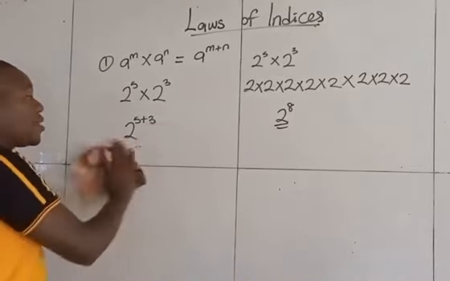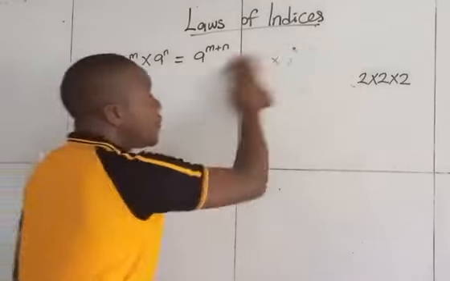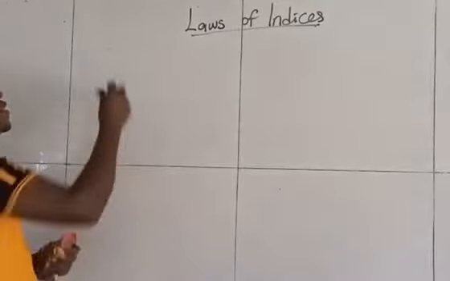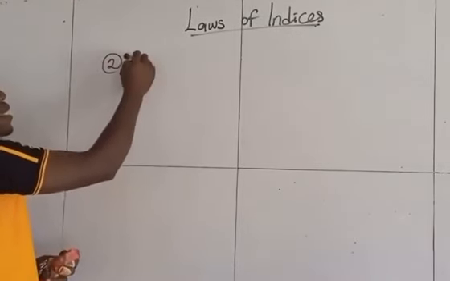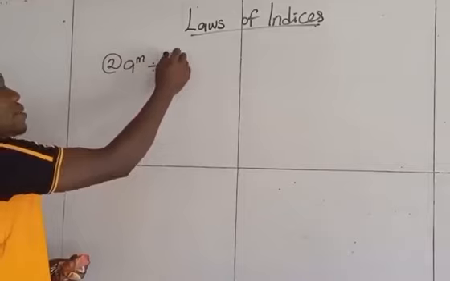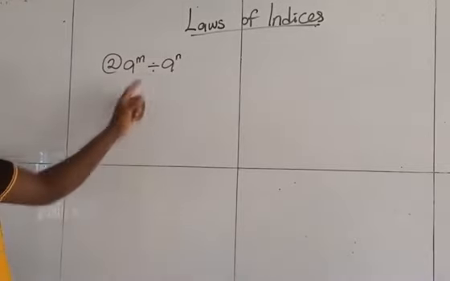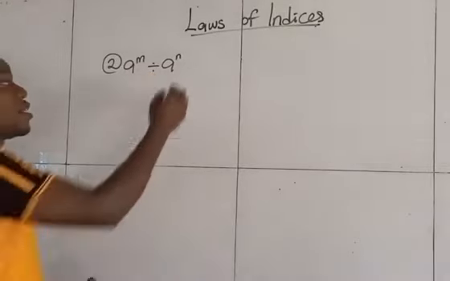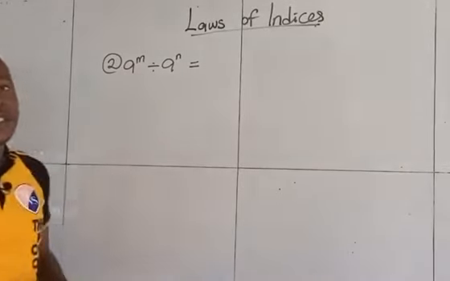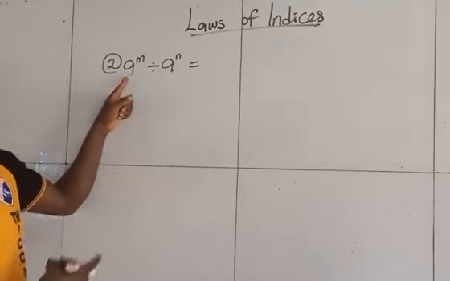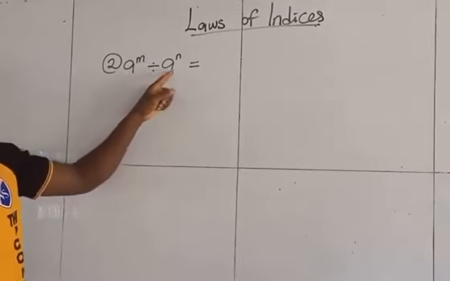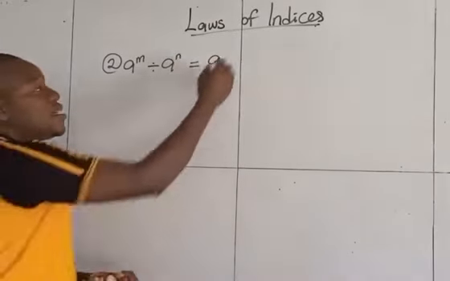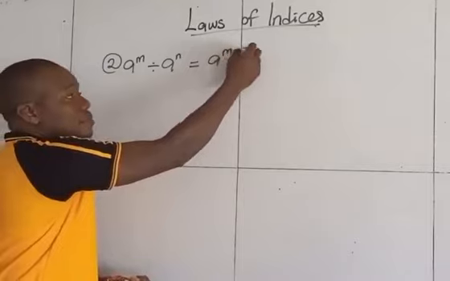I'm going to look at the second law very quickly. I will run through all the laws. The second one, I have a raised to power m divided by a raised to power n. Remember, the first one has to do with multiplication. In that case, you add the powers. But the second law is the law of division. When a base raised to the power of a number is divided by the same base raised to the power of another number, you pick out the common base since they are the same, and then you subtract the powers, m minus n.